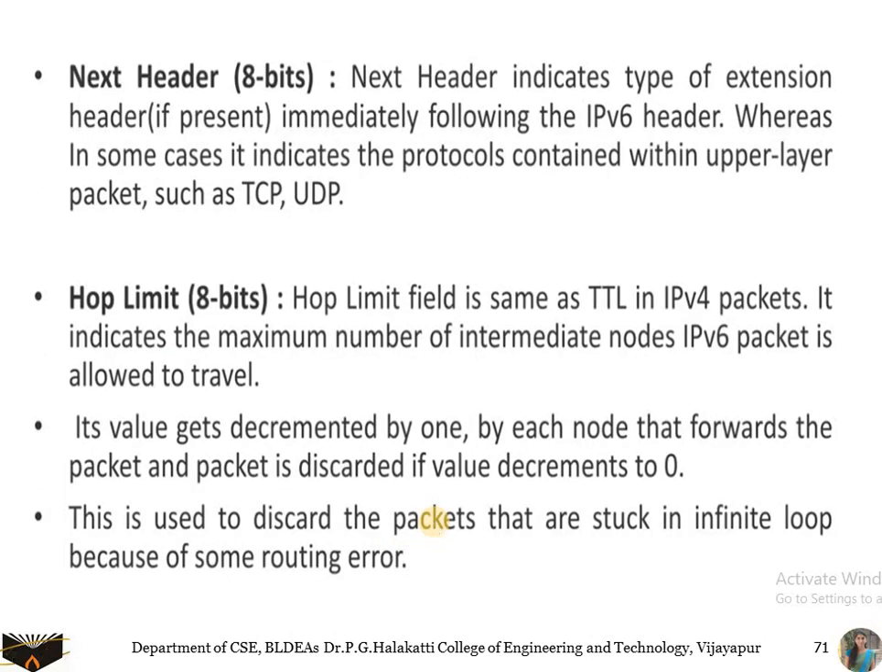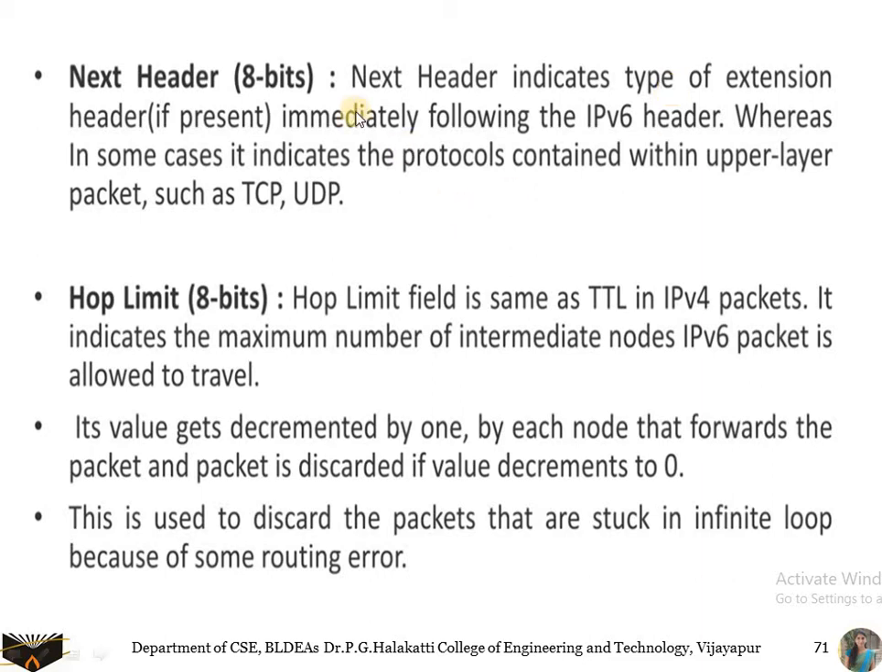Next we have the next header, which is 8 bits. The next header indicates the type of extension header immediately following the IPv6 header, whereas in some cases it indicates the protocols contained within the upper layer packets, such as TCP and UDP. We already saw the base header, which is 40 bytes, and next we have the extension header, and after that we have the payload. So the next header indicates what type of header we are using. If you are using the TCP protocol, then you use the TCP header. If you are using the UDP protocol, then you use the UDP header, which is 8 bytes, and TCP is 20 bytes in size.